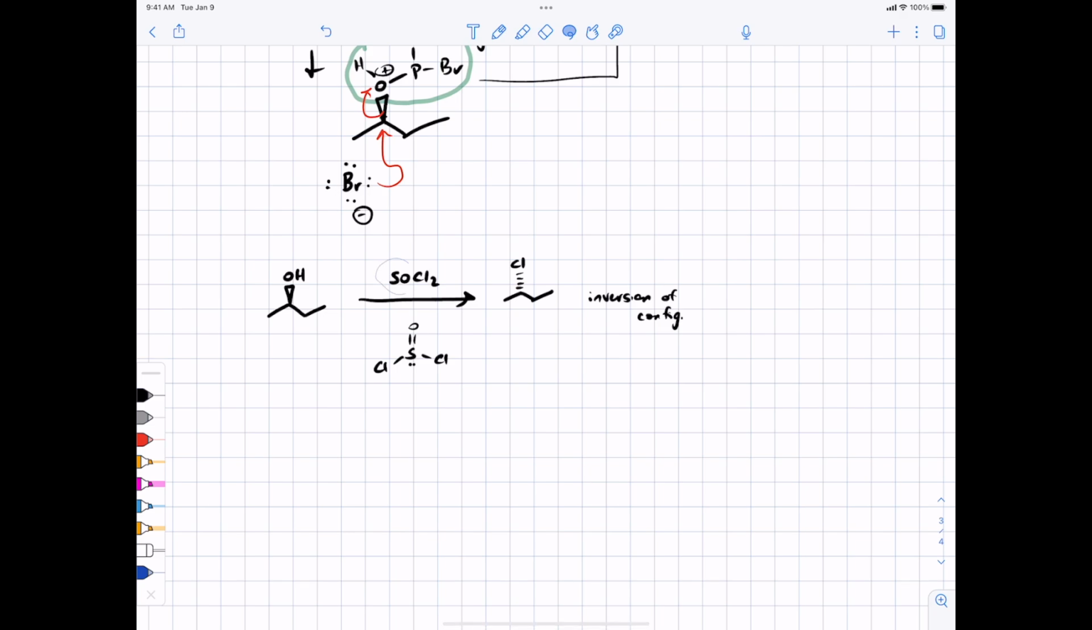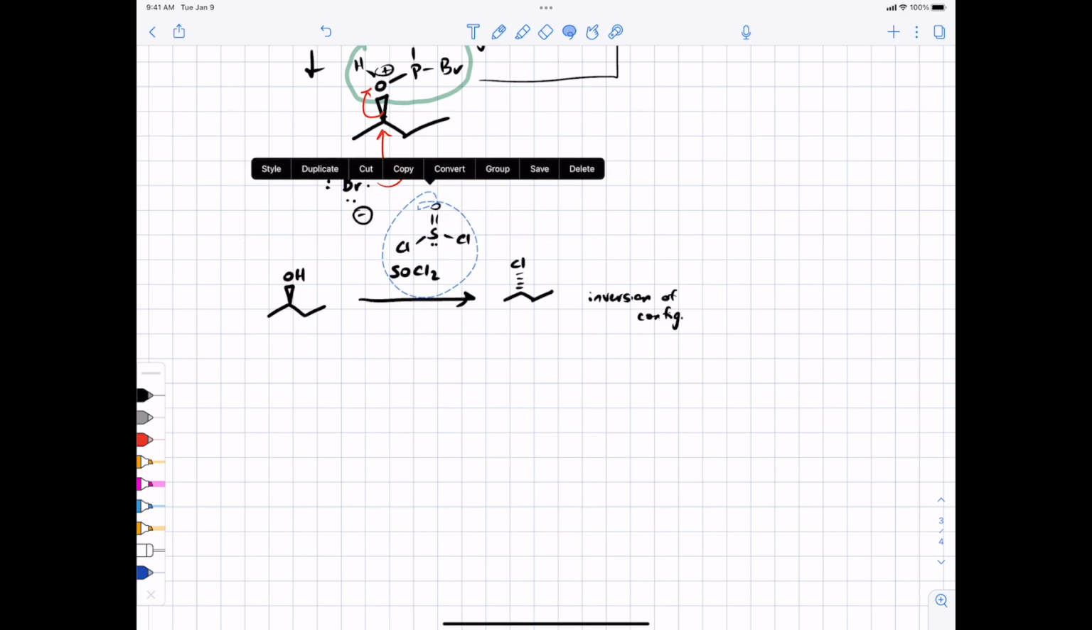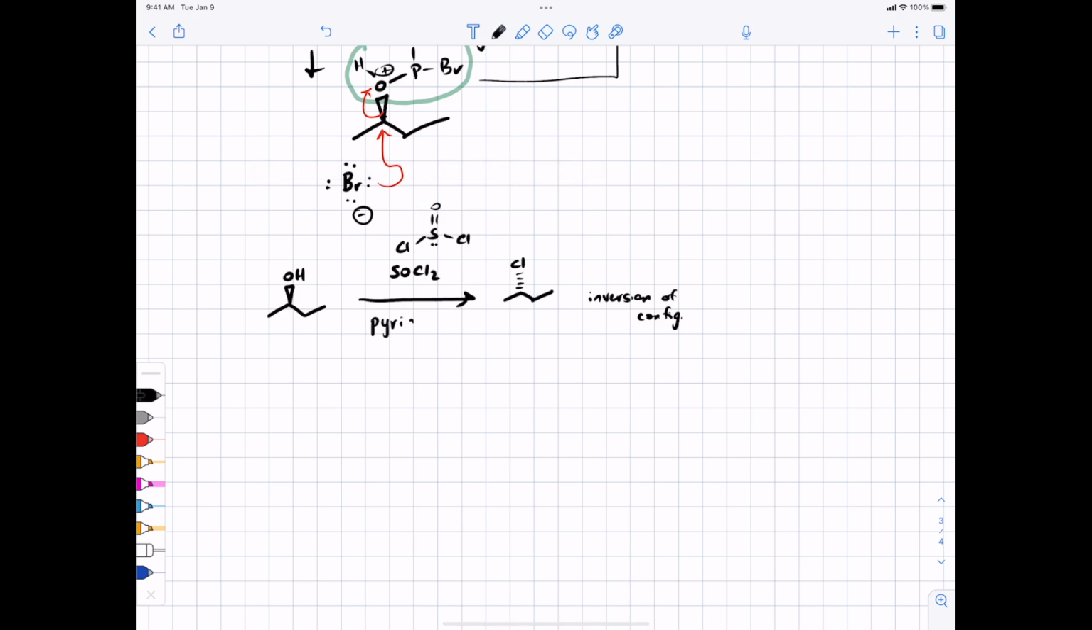You'll see, I think, I'm trying to remember in your text that often with SOCl2 they include a base that's not a good nucleophile called pyridine. Here is the structure of pyridine. You don't need to memorize it.